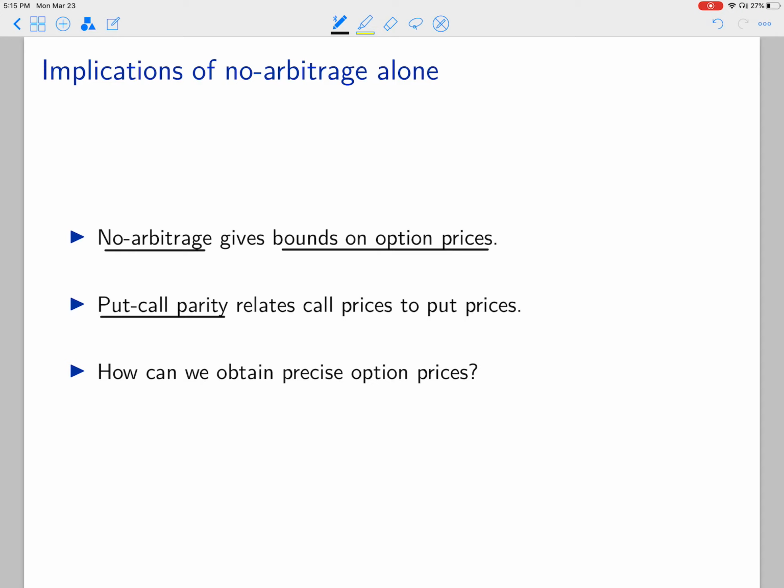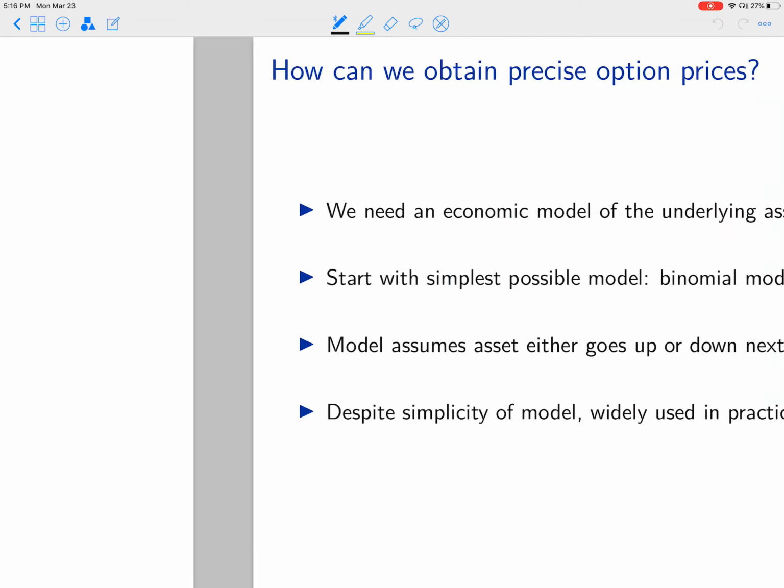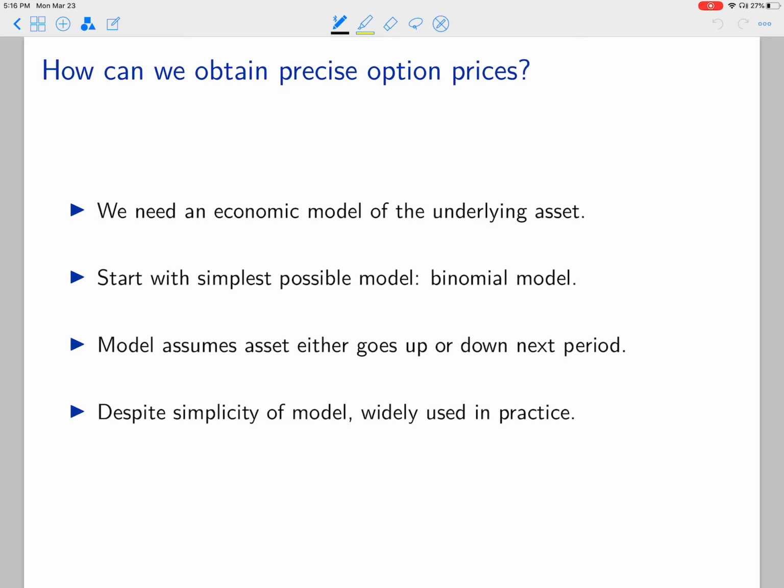We now want to take the next logical step. We can bound option prices. We can calculate option prices given other option prices. What we now want to ask is, how can we calculate the exact option prices in isolation? To price options, we need to make assumptions about the distribution of the stock price. That is, we need an economic model of the underlying asset.